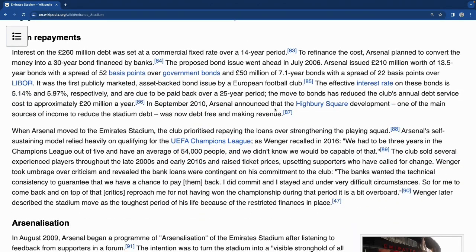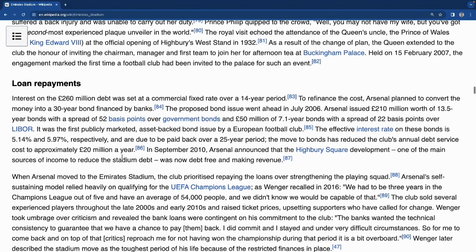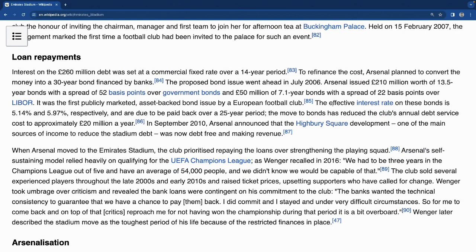Then you have the loan repayment. Okay, interest 260 set on a commercial fixed rate over 14-year refinance costs. They plan to convert it to a 30-year bond financed by the bank. The proposed bond issue went on sale. Arsenal issued 210 million worth of 13.5-year bond, 52 basis points, and 7.1-year spread, 22 basis points. The effective interest of this bond is 5.14, 5.97.